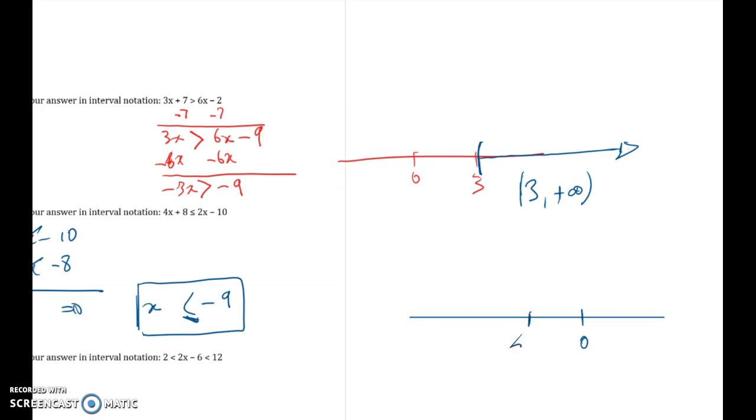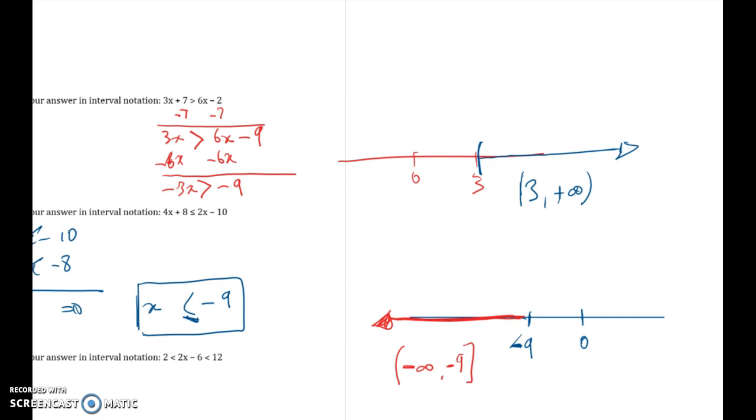Obviously, negative 9 will be on the left of my number line, and x is less than or equal. Because it's less, x has to go to the left. And the interval notation is going to be negative infinity, negative 9, bracket because of the equal. Always a parenthesis when it's about negative infinity, and the same thing if it was plus infinity.